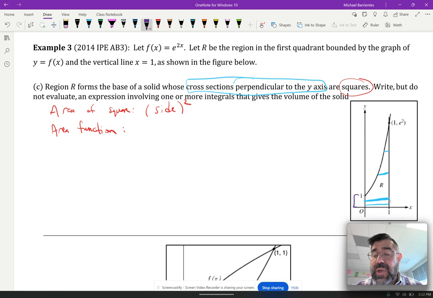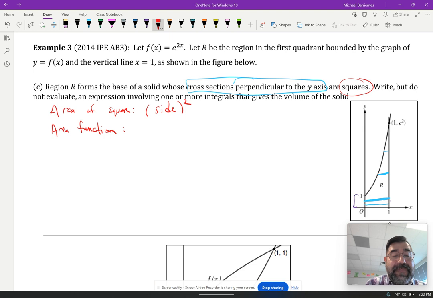But once I get to 1, now my right is left, my 1 is right, and my left is the function, e to the 2x. So I have to build two separate integrals, just like I did in the previous one. So let's see. Right minus left in the first part. Well, that's going to be 1 minus 0. And I'm going to square that.